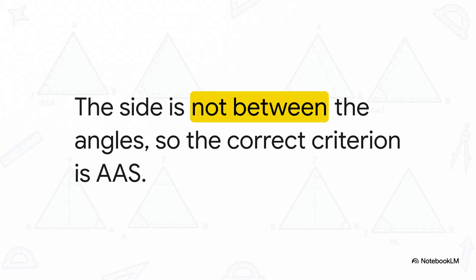Okay, if you deduced AAS, you completely nailed it. The immediate reasoning here is all about location. That known side is clearly non-included. It sits outside our two known angles, rather than connecting them. Therefore, a rigid motion mapping is guaranteed by the angle-angle-side rule, not angle-side-angle.